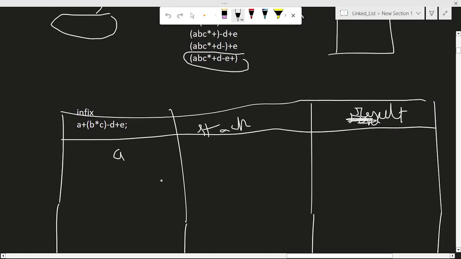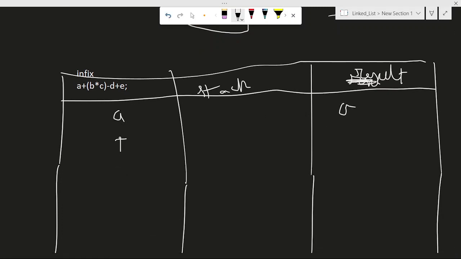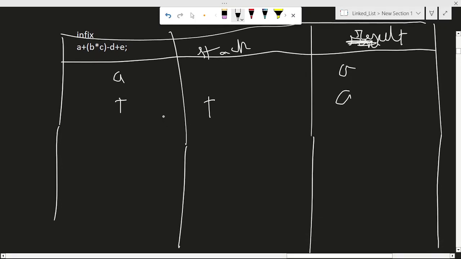So A is in what? It is an operand, so I am writing it here. Then we have plus. So what will the stack look like? The stack will have plus, right? I am going to push it into the stack.